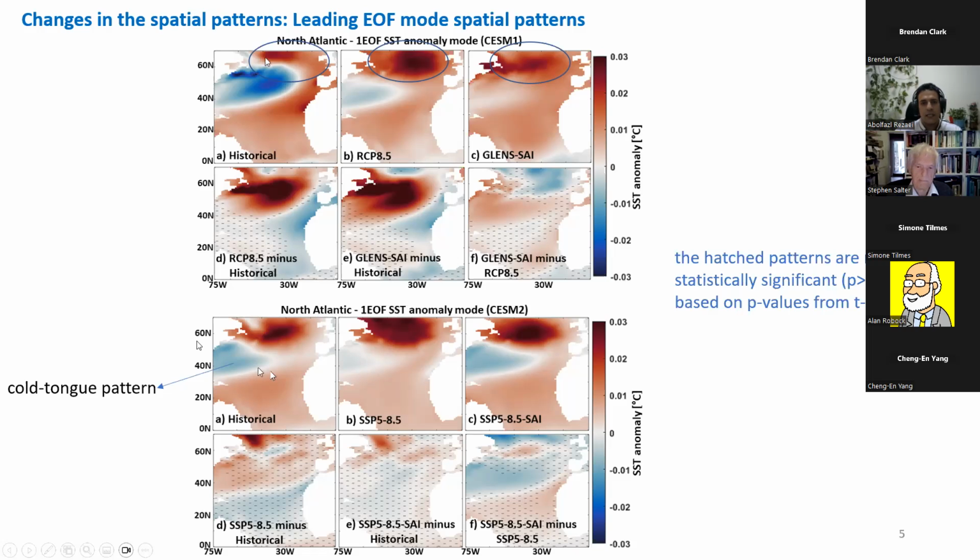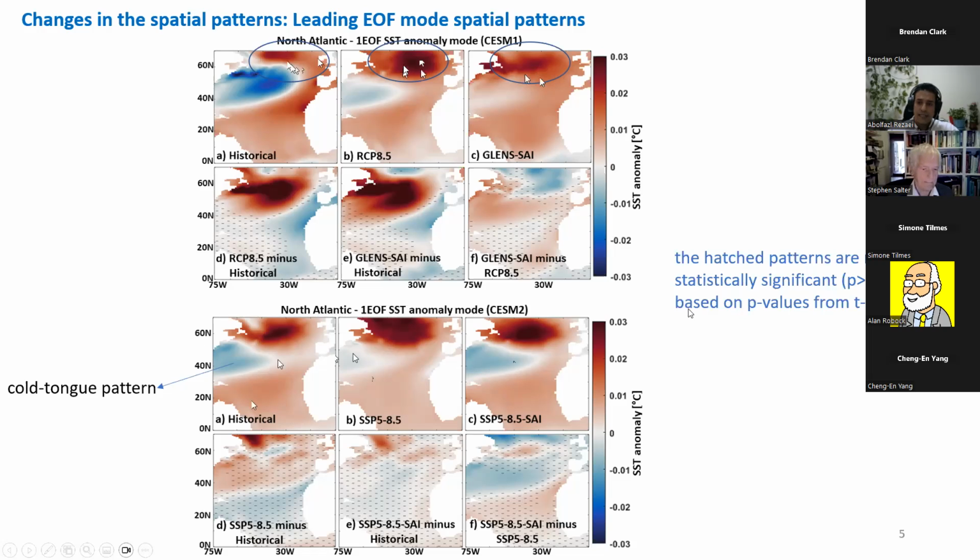If we take a look at results from CIS1, we can see that in the historical, there is a warm pattern in the northern part of the North Atlantic, in which the temperature tends to be substantially increased due to global warming, and PSI partially suppresses these changes. You can see here.